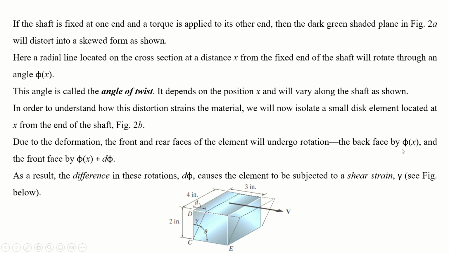So the back face will rotate by phi of x, and the front face will rotate by phi of x plus the change in the angle of twist, right? As a result, the difference in these rotations, that is the d of phi, causes the element to be subjected to a shear strain gamma. This is the picture from the chapter of shear strain, where due to shear force, the strain was induced, which was the change in the angle of the material, and that strain was calculated, right?